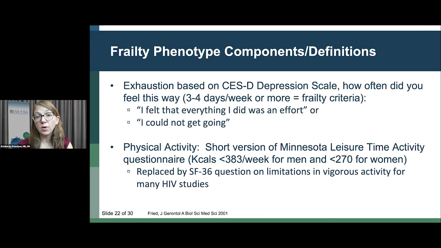And then physical activity for the original frailty phenotype was measured using a short version of the Minnesota Leisure Time Activity Questionnaire, which is an extremely difficult questionnaire to try to track down on paper and requires usually going to a library to dig out a supplement for an article that was only printed in paper. So this oftentimes is substituted in a lot of the HIV studies. It's substituted for response on one of the short form 36 questions on limitations in activity. Some studies or clinic populations plug in just a physical activity questionnaire or other assessments for that.